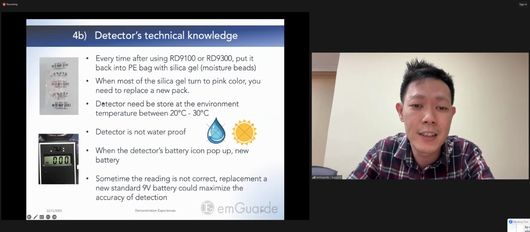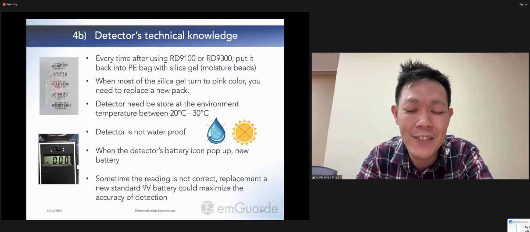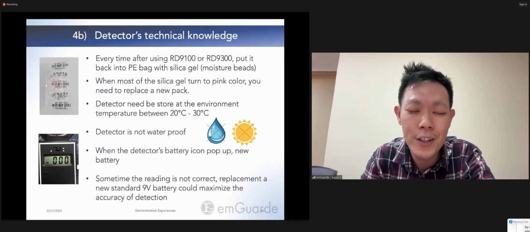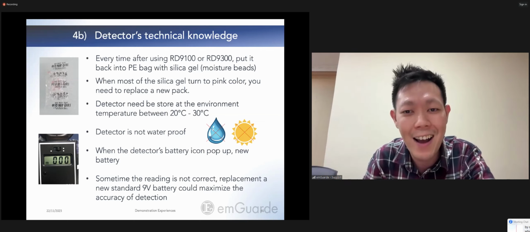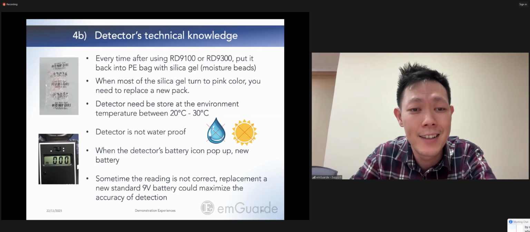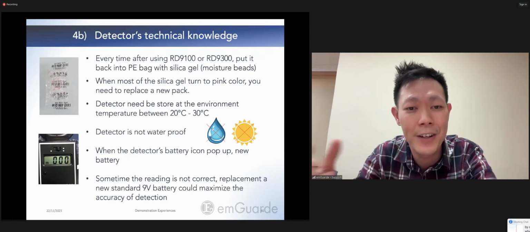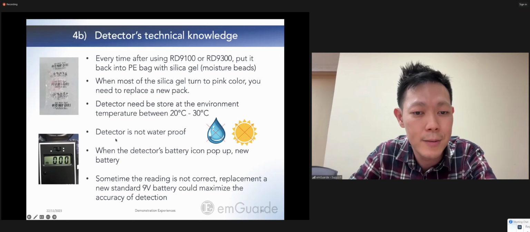Okay, so the third one, you must store this radiation detector properly after doing the demo. Most of the time, if it's daytime, you put it inside your car, under the sun. The car may heat up the detector, so please make sure to carry it along. Don't put it where the temperature is outside 20 Celsius to 30 Celsius.